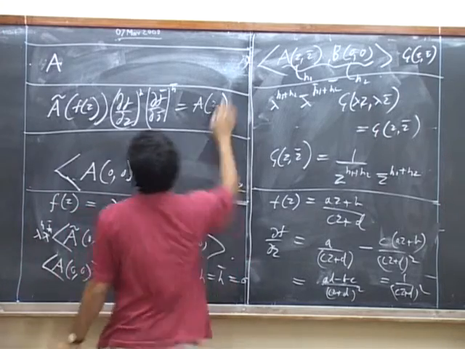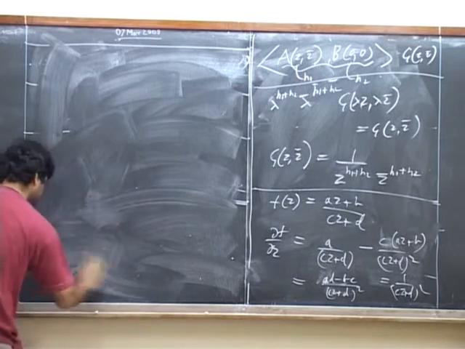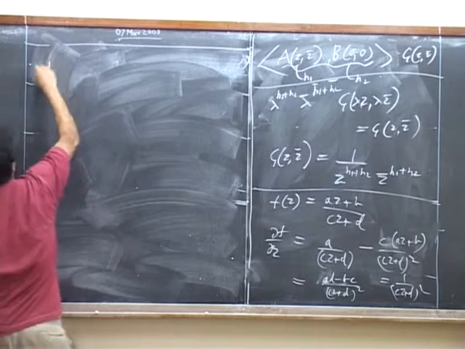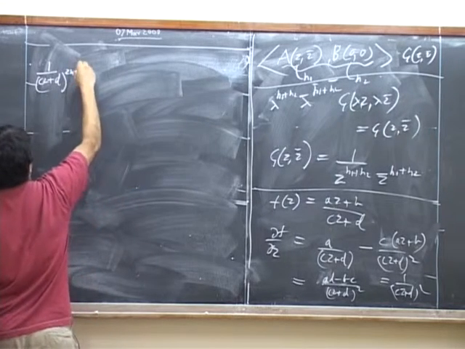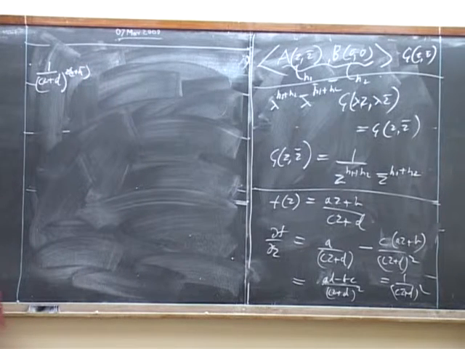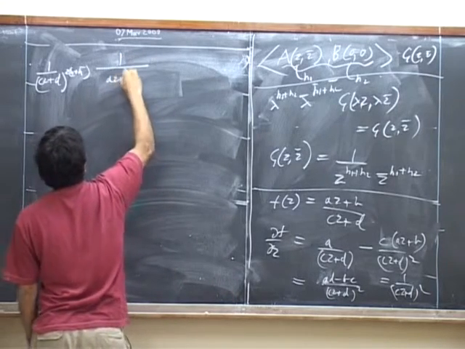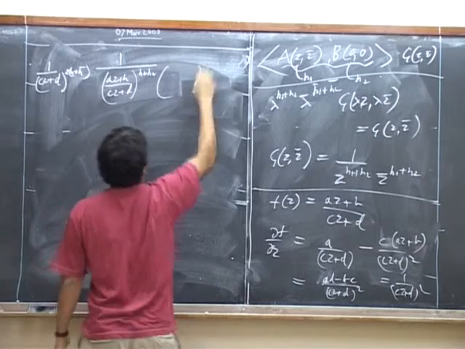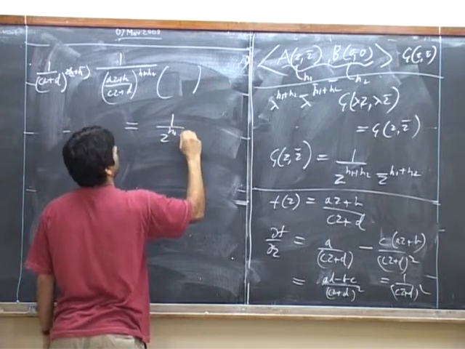Okay? So what do we conclude? We conclude that it must be that 1 by CZ plus D to the 2H plus 2H bar, this is del F by del Z, times 1 over AZ plus B over CZ plus D to the power H1 plus H2, times the complex conjugate, which I won't write down, is equal to 1 over Z to the power H1, Z bar to the power H2.